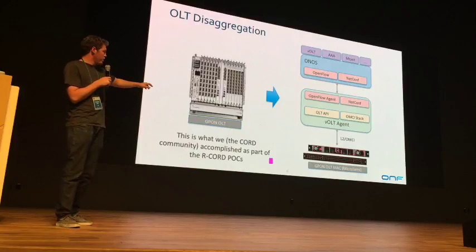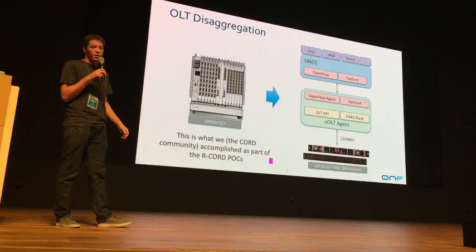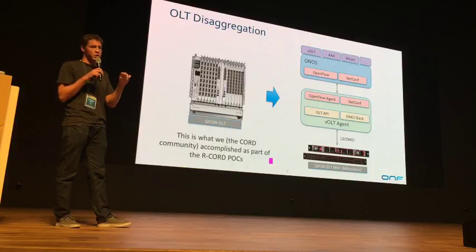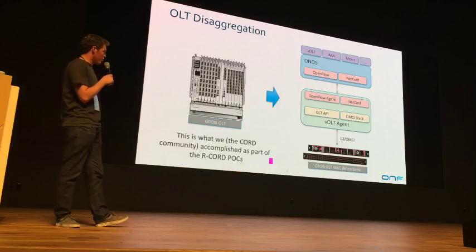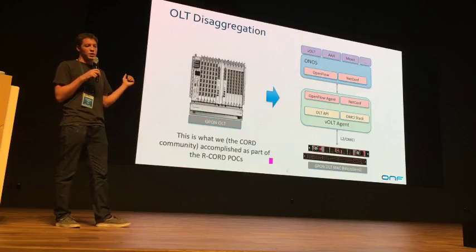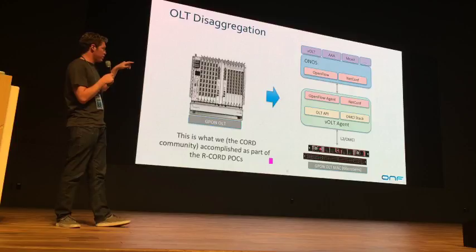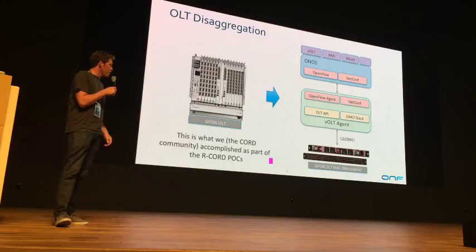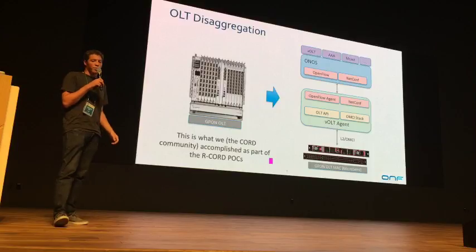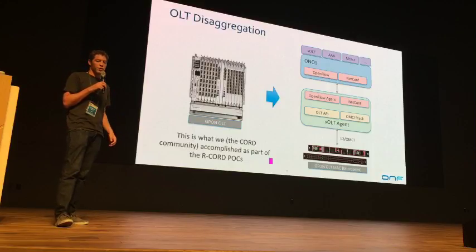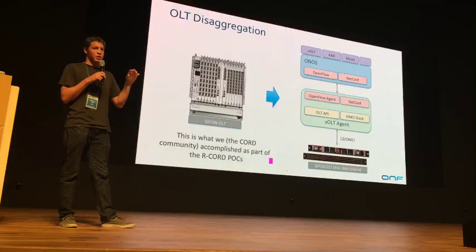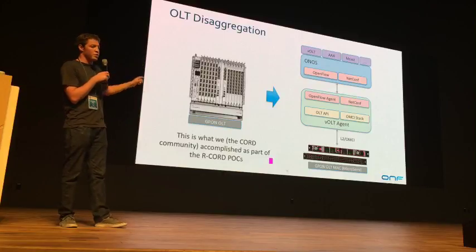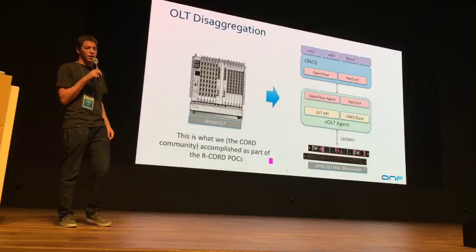So at the bottom layer, we have our white box OLT. These are pieces of hardware that contain just the switching chip and basically do the physical and MAC layer of the PON system. All of the higher-level functionality that usually would reside in the OLT has been pulled out into either the VOLT agent or ONOS. The point of the VOLT agent is to basically handle all of the PON-specific things. So we don't want to put all of that inside of ONOS, but we have this separate agent which provides another layer of abstraction between the hardware and the ONOS controller. And then on top of ONOS, we have applications which are implementing the higher-level networking functions.